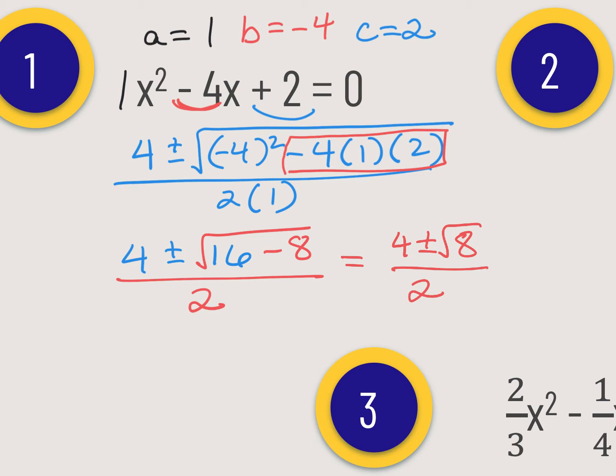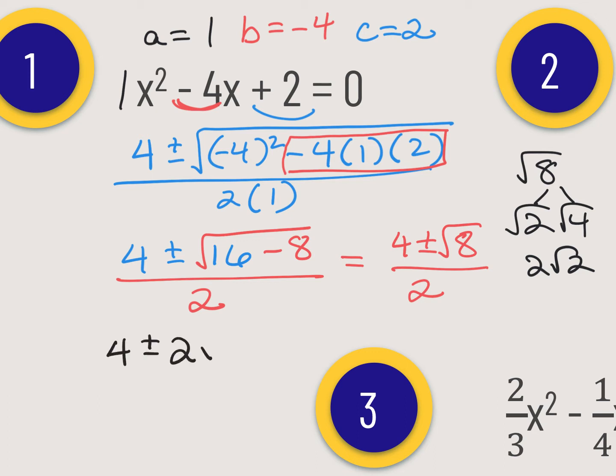Now, key important thing here. Do not be tempted to simplify this right now. You must simplify the radical first. So I need to break down the square root of 8. The square root of 8 is going to break down into 2 times 4. If you're good at recognizing that 4 is the perfect square, it just becomes 2 radical 2. So now my simplified expression is 4 plus or minus 2 square root 2 over 2.